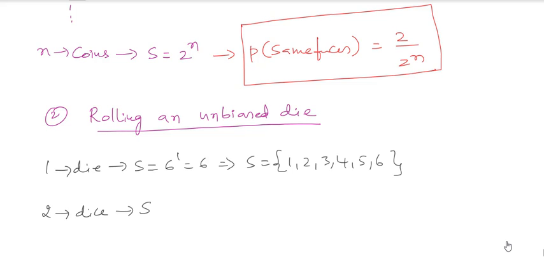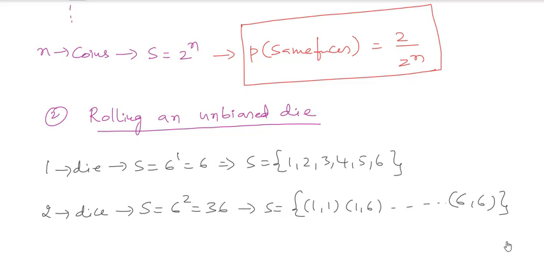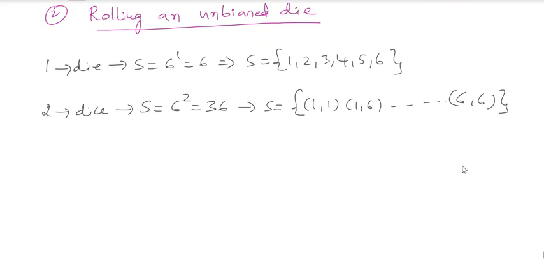If I roll 2 dice, my sample space is 6 squared, which is 36. You know that. So the sample space, if I write it out, will have 1 comma 1, 1 comma 6, and so on, and 6 comma 6 will be there. Right? Then can you tell me what is the probability of getting the same faces?